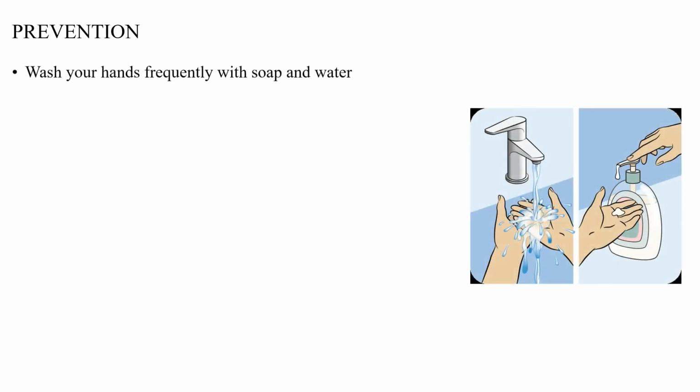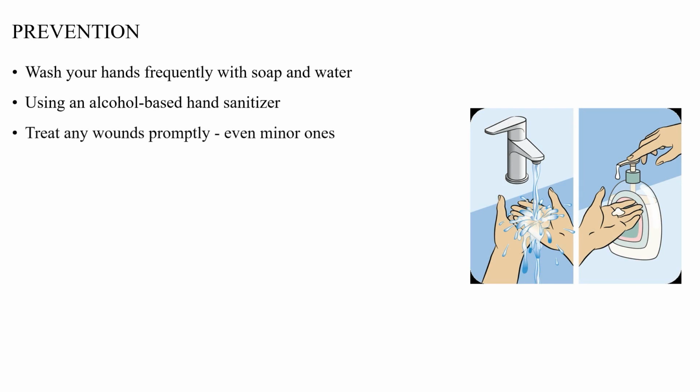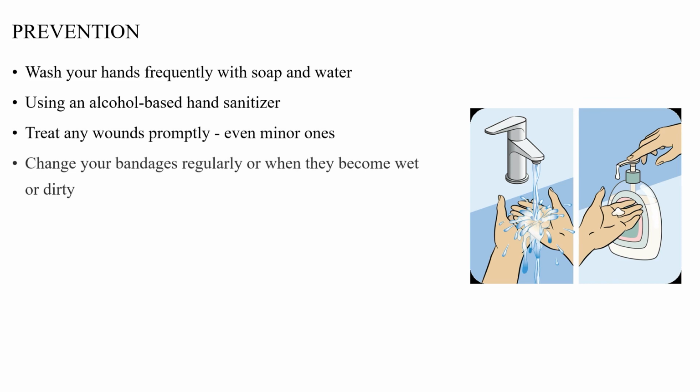Prevention. You can reduce your risk with basic hygiene practices. Washing your hands frequently with soap and water or using an alcohol hand sanitizer is one of the best steps you can take to prevent flesh-eating bacteria and other skin infection. Treat any wounds promptly, even minor ones. Change your bandages regularly or when they become wet or dirty.